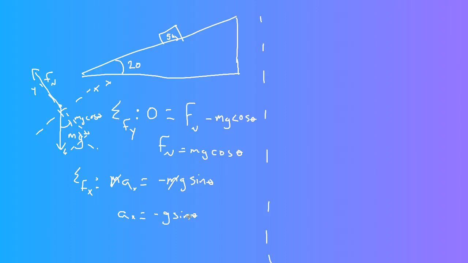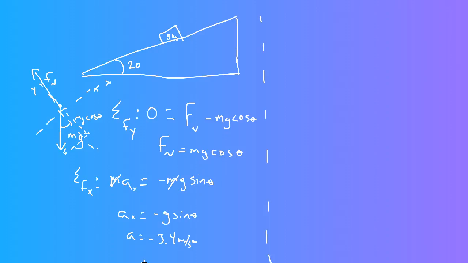So we go ahead and punch this into our calculator, and we get that a is equal to negative 3.4 meters per second squared. Okay, so acceleration is negative 3.4 meters per second squared.